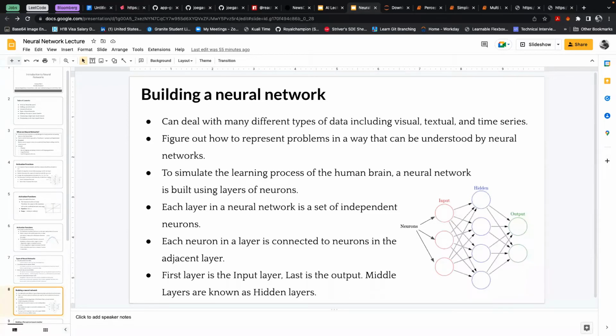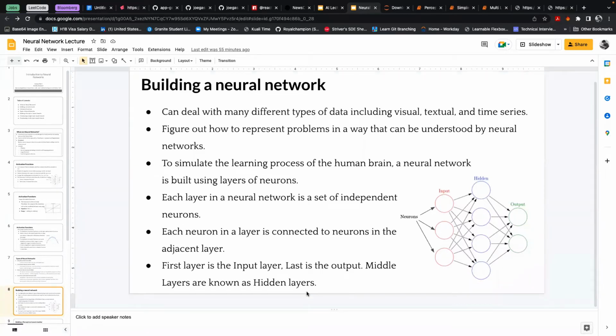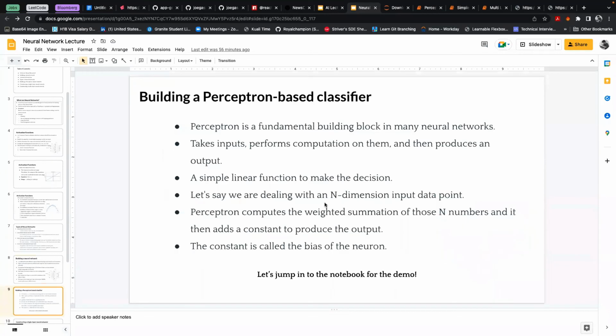Now, to simulate the learning process of the human brain, the neural network is built using layers of neurons. These neurons are inspired by the biological neurons, which we previously discussed. Each layer in a neural network is a set of independent neurons, and each neuron in a layer is connected to neurons in the adjacent layer. The first layer is the input layer, the last is the output, and the middle layers are known as hidden layers. Now let's go and look at perceptron-based classifier.